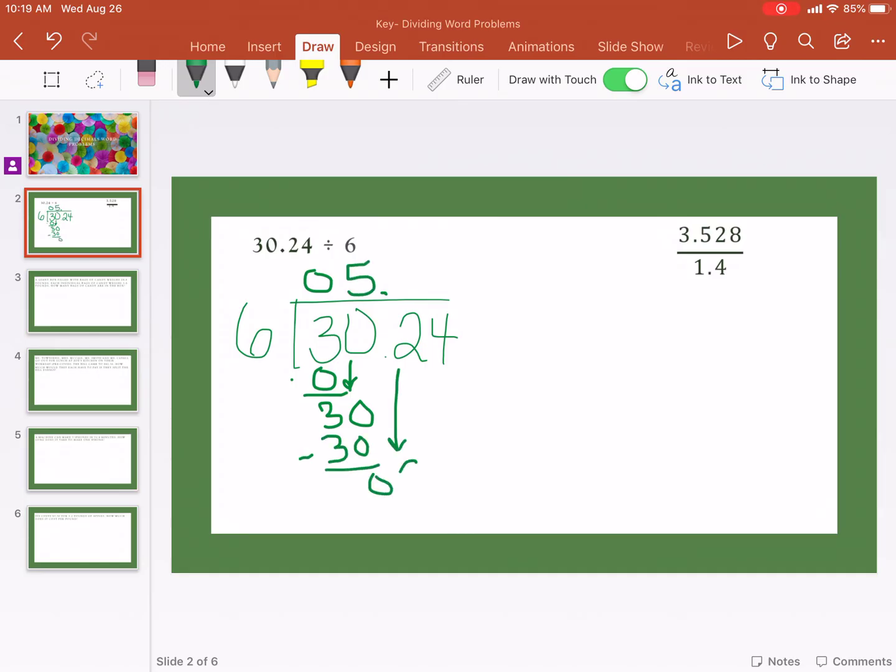Bring down the 2. 6 goes into 2 0 times. You have to put that 0 up. Bring down the 4. 6 goes into 24 4 times. 0 left over. So that is our answer, 5 and 4 hundredths. It is not 5 and 4 tenths, it is 5 and 4 hundredths.